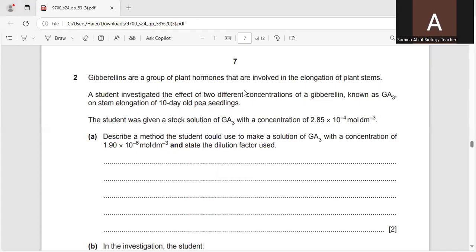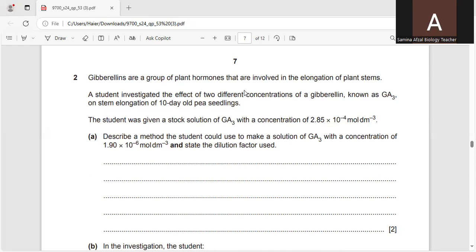A student investigated the effect of two different concentrations of gibberellin, known as GA3, on stem elongation of 10-day-old pea seedlings. The student was given a stock solution of GA3 with a concentration of 2.85 × 10^-4. Describe a method the student could use to make a solution of GA3 with a concentration of 1.90 × 10^-6 and state the dilution factor used.